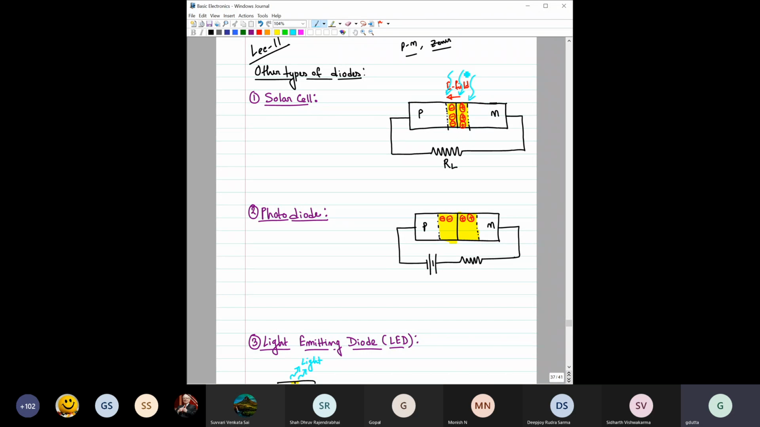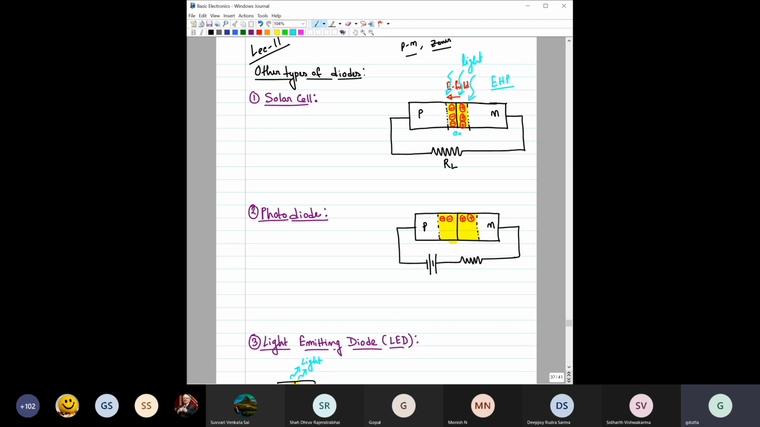Here, when this light falls, you know it is basically an energy, right? So it will form additional electron and hole pairs, because when an electron is generated, at the same time one hole will also be generated. When the electron comes out of its covalent bond, one hole has to be left in that place. So this light will create an electron hole pair in this depletion region. And when that electron hole pair, also called EHP, is generated inside this depletion region, then see what will happen.